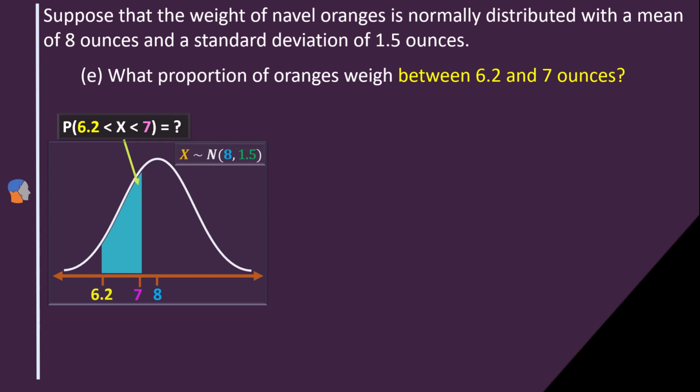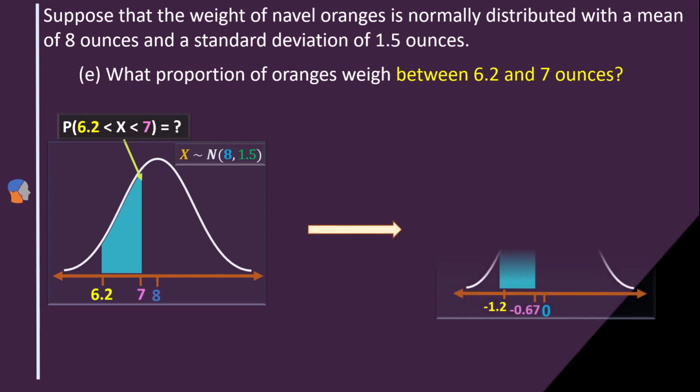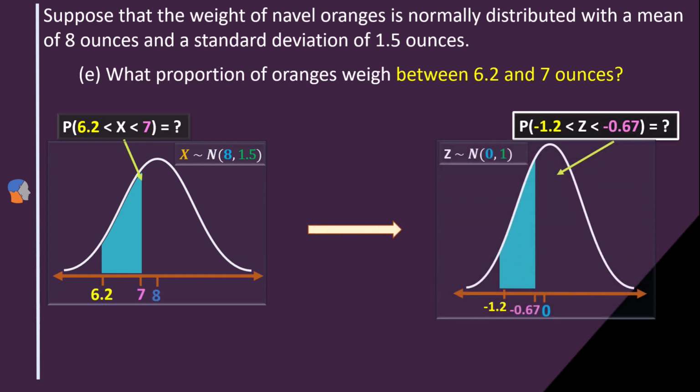As usual, convert to the z value using x minus mu over sigma. There are two values here. First one, x is 6.2. Then the next one, x is 7. Now we have two z values. Therefore, we need to find the probability between z negative 1.2 and negative 0.67. As I explained before, these two areas should be the same. That's why the probabilities are the same.